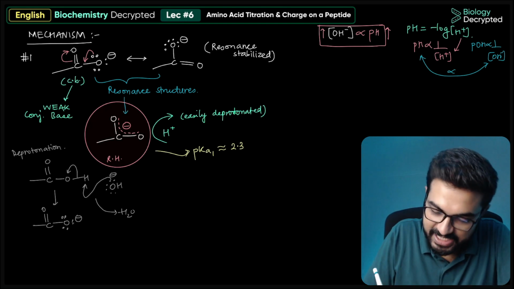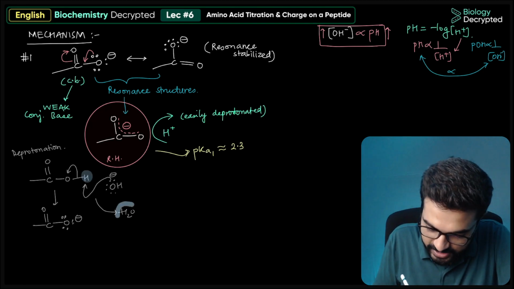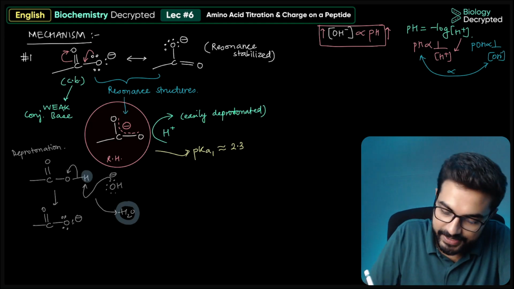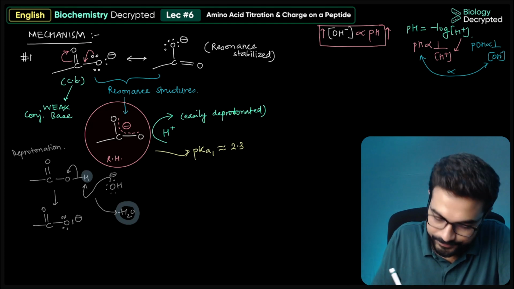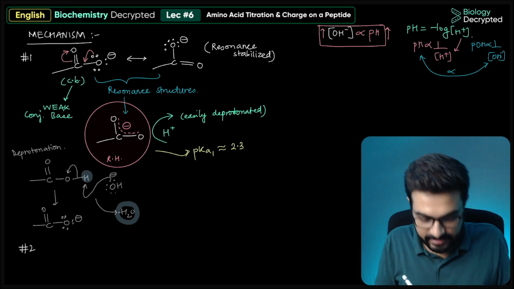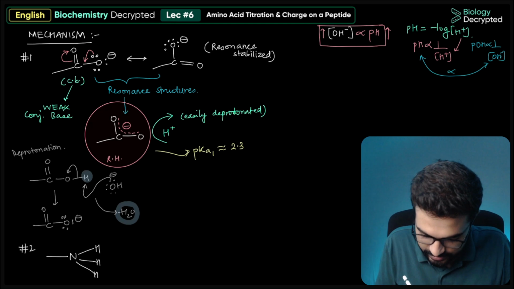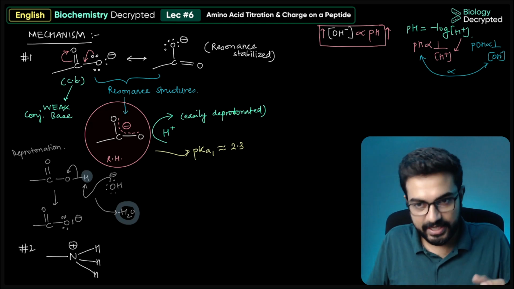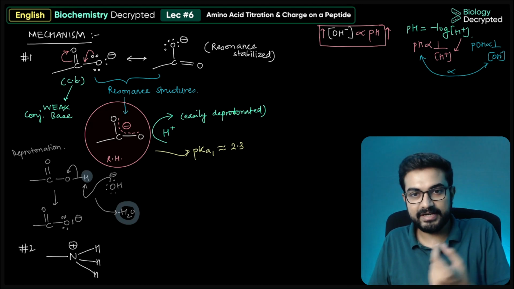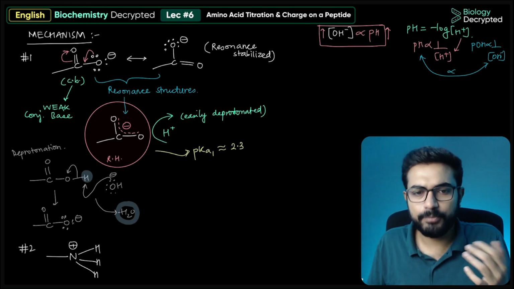This is how the proton is actually lost. You can see here, the proton goes out as water, and it leaves behind the carboxylate ion. Now if we talk about the second ionization, that is the ionization of the NH3 plus group. So this nitrogen is already bonded to a hydrogen, and it has already donated its lone pair via a coordinate covalent bond, and because of that it has a positive charge on it.